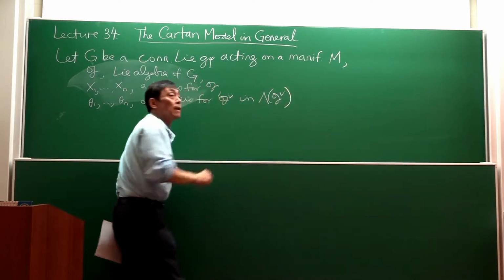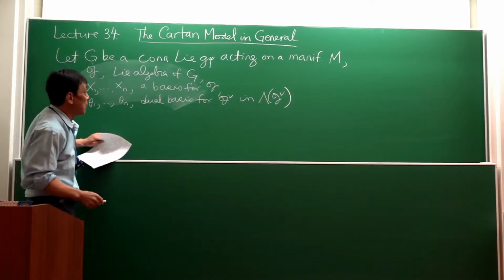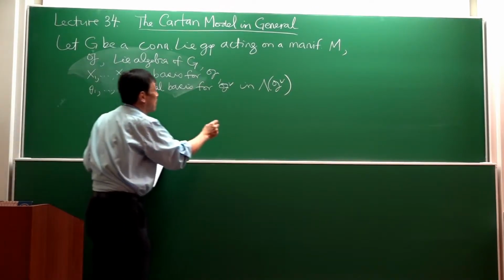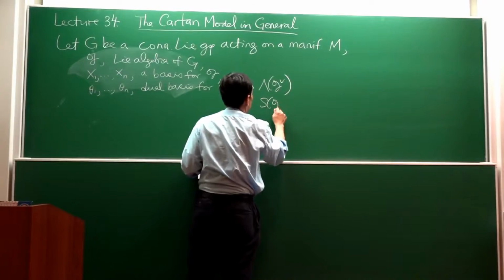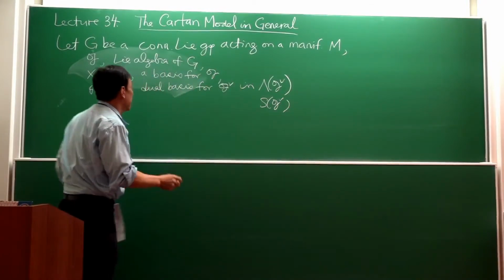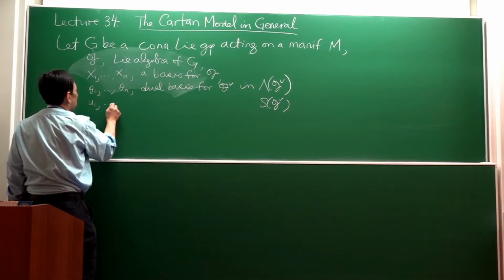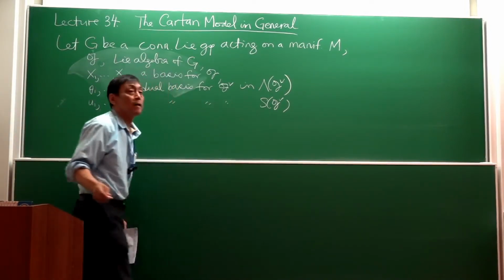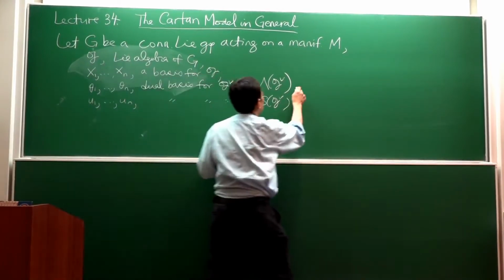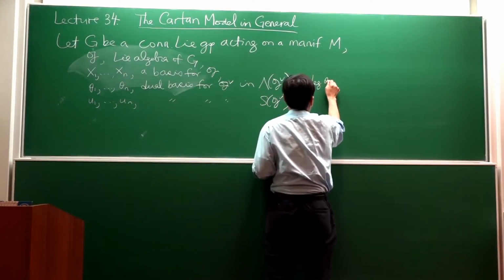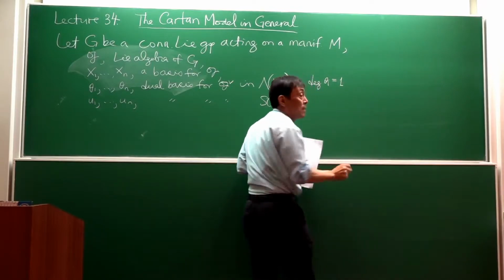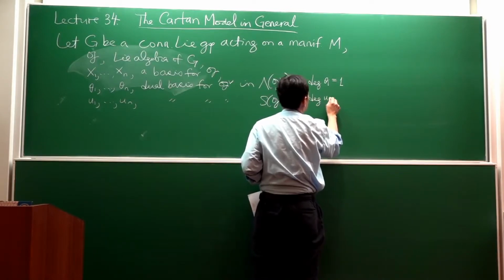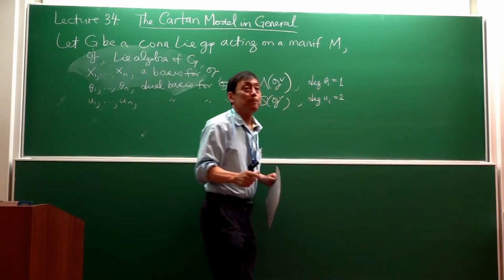And then we can take the exterior algebra of the dual Lie algebra. And we can also take the symmetric algebra of the dual Lie algebra, and there we will write the dual basis as U1 to Un. Okay? And the degree of theta i is 1, because they are 1 forms, but the degree of u i is 2.